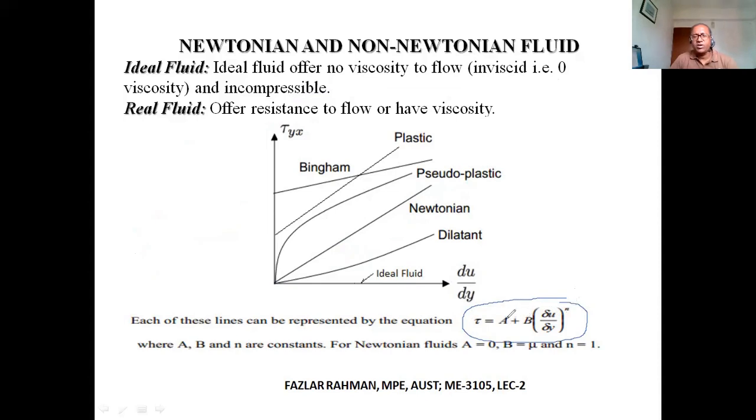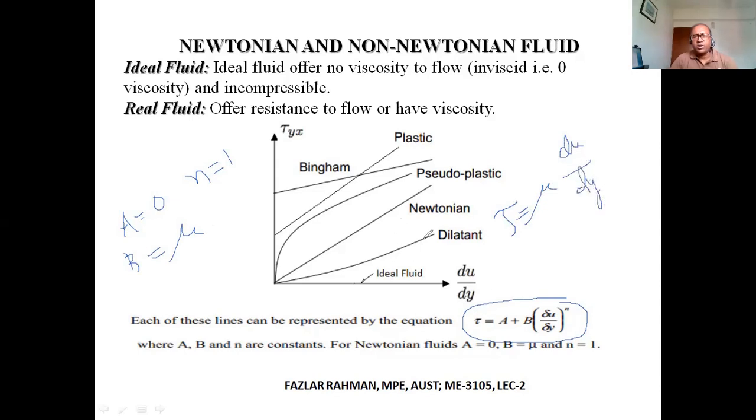So what will it be for the Newtonian fluid? For Newtonian fluid, the value of a will be 0. What will be the value of n? n will be 1. What will be the value of b? b equal to mu. So then this equation comes down like that, right? Tau equal to mu del u divided by del y.